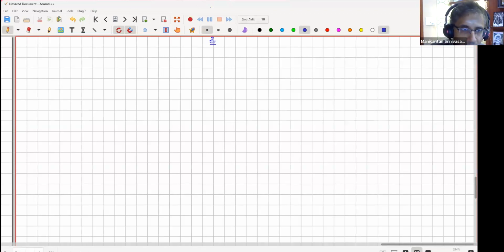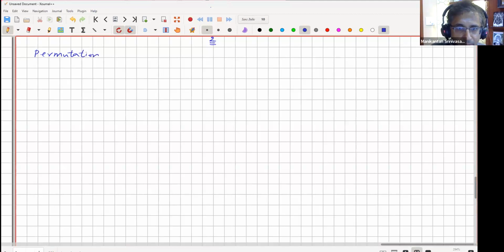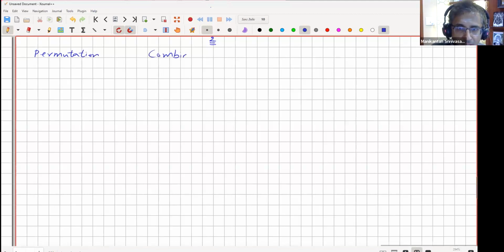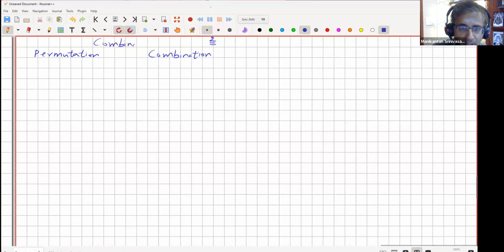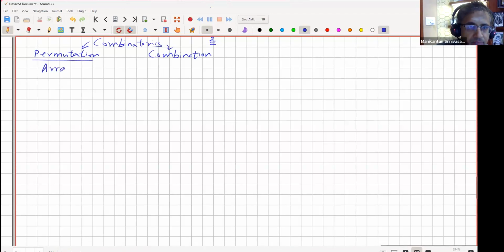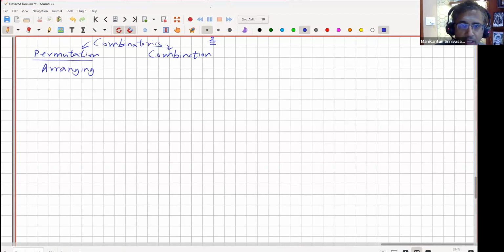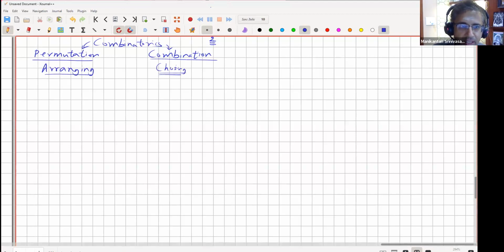Okay, so there are two words, right? One is permutation, and one is combination. Together, this is called combinatorics. So there are two parts to it. Permutation is an arranging game, same as arranging, right? And combination is a choosing game. Choosing is one or double O? I always forget. Okay, fine. I'll just say one. So choosing is same as combination. Arranging is same as permutation.